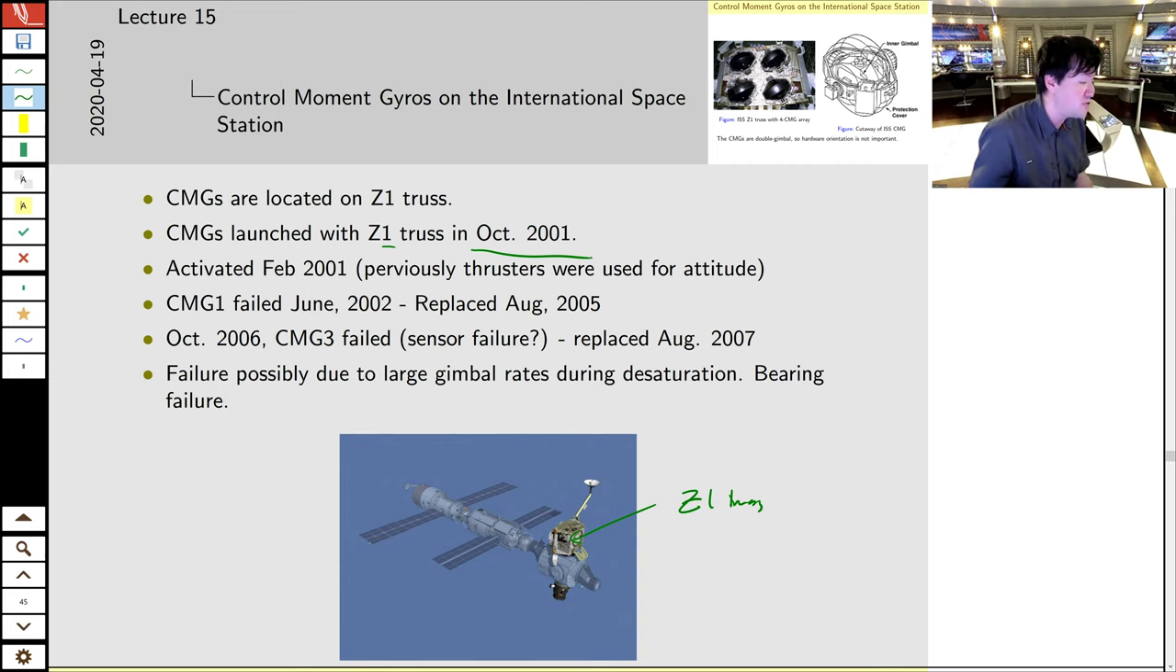Because of course you need attitude control for spacecraft, right? So one of the first things added. Before that time, they were using thrusters, but of course that doesn't work very well, so you want to replace those very quickly. Like most reaction wheels, however, they have problems, and the first problem occurred in June 2002. The first CMG-1 failed. It was replaced 3 years later. I think that was because the space shuttle was no longer active. It took 3 years to replace it in any case.